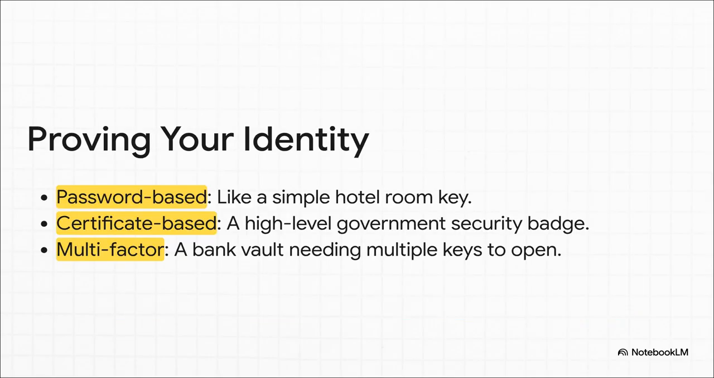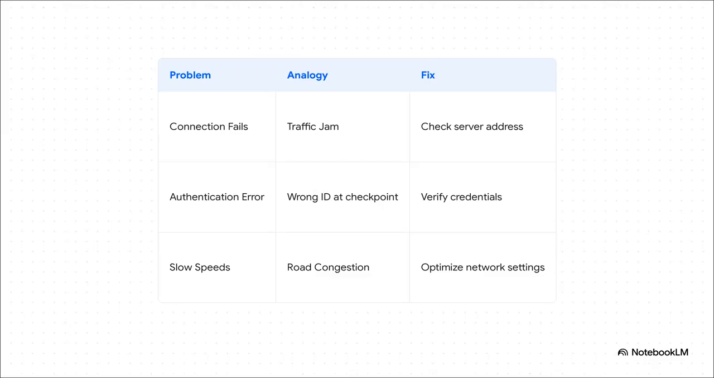So to even get into this super secure tunnel, you have to prove you belong there. And there are different levels of security for that. You might use a simple password. That's kind of like a hotel room key. For something stronger, you could use a digital certificate. Think of that as a high-level government security badge. And for the highest level of security, you've got multi-factor authentication, which is like a bank vault that needs multiple different keys to open.